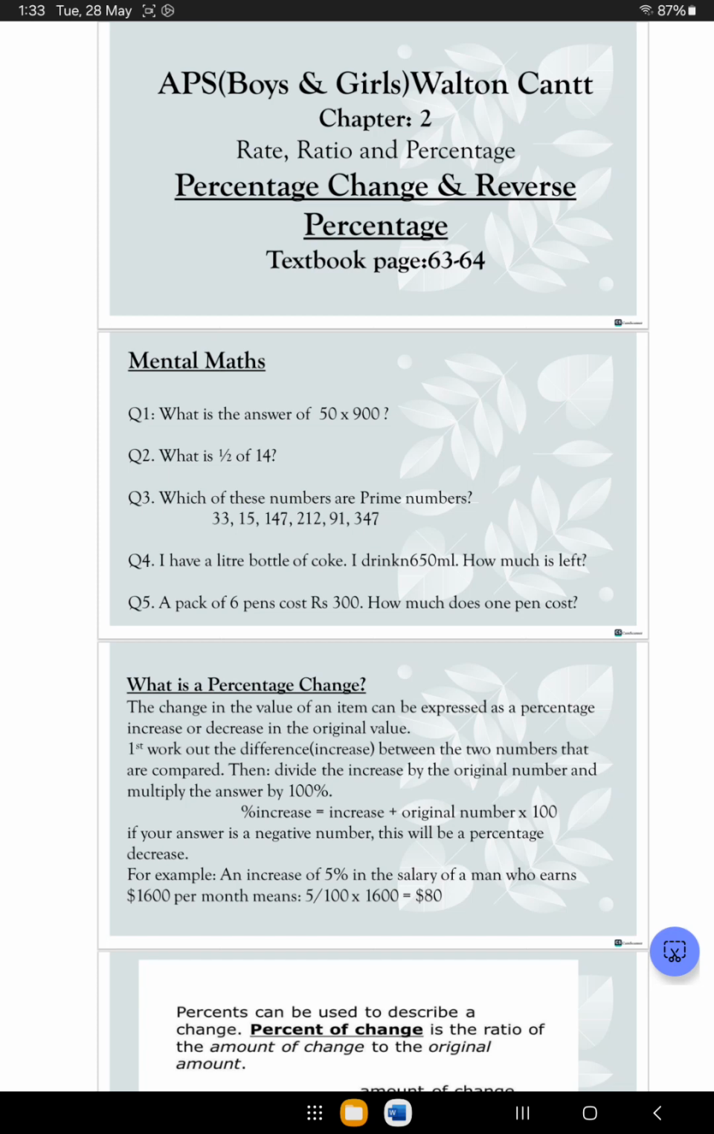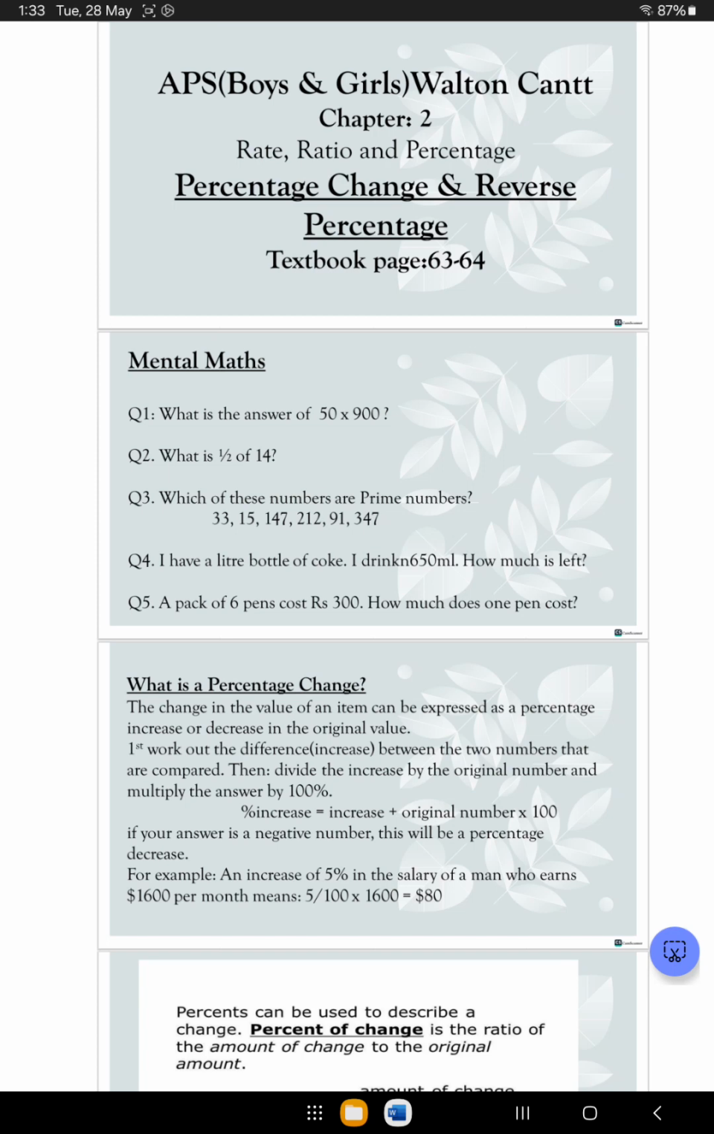We will discuss chapter number 2. Topic ratio and rate is already done. Today our topic is percentage change and reverse percentage. Textbook page number 63 and 64.